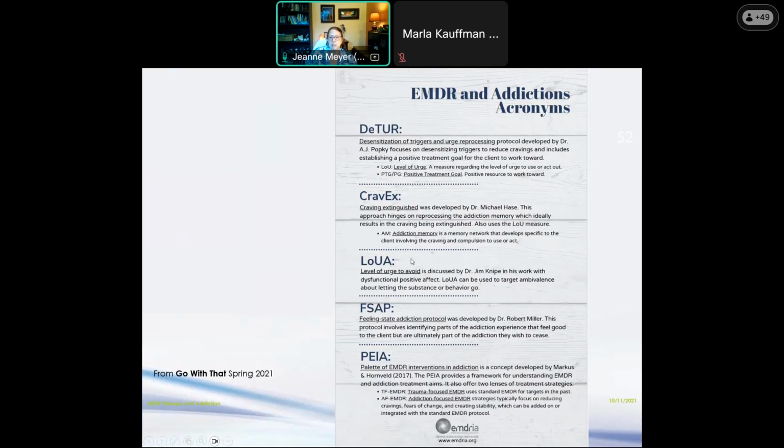So when we're using some of these protocols, instead of asking how disturbing is this memory, we're asking how strong is the urge to use? We use the same kind of 0 to 10, with 0 being I don't want to use at all, and 10 being I'm going to walk out of here and use. That's what we're keeping track of instead of the SUDS when we're using these particular protocols. The feeling state addiction protocol is another one. And then I'm going to show you this palette of EMDR interventions in addiction.